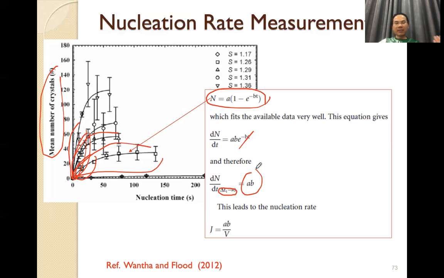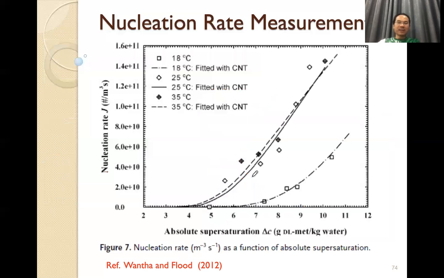And then you can calculate the nucleation rate by AB divided by volume, because the nucleation rate is the number of crystals occurring at the initial state divided by the volume of solution. And then you can plot the supersaturation S as a function of nucleation rate like this.